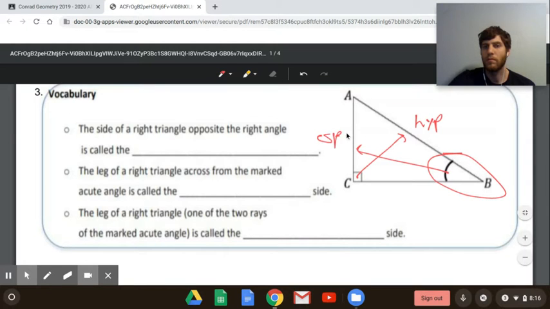Okay. So we label our hypotenuse and we circle the angle in question. Across from that is opposite. And then next to it is your adjacent. Okay. So hypotenuse, opposite, and adjacent.